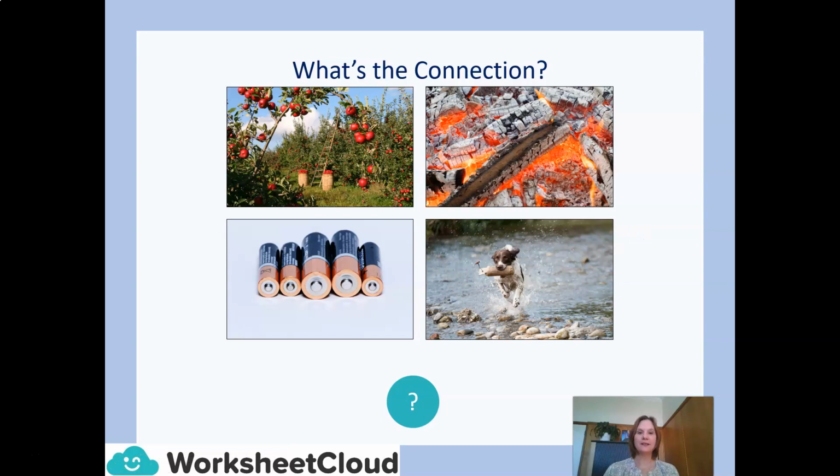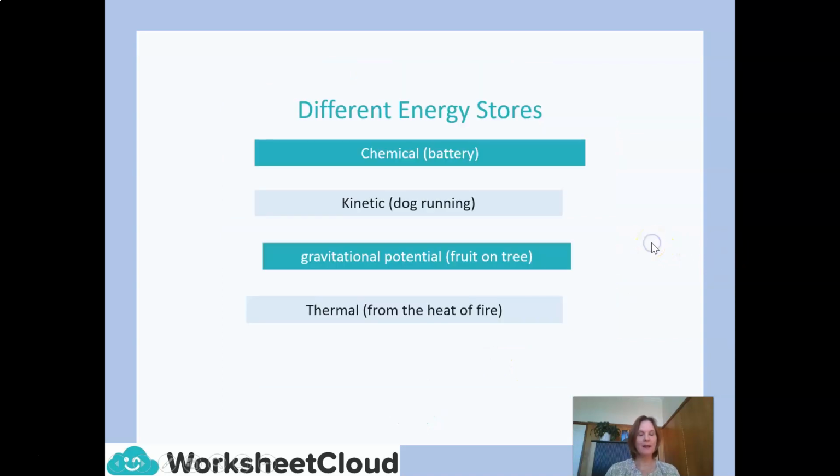So let's take a look at these pictures over here, and you can tell me what the connections are that you see. Right, you have apples or fruits hanging from a tree there. You have wood burning over here. You have batteries, and you have a dog running along a riverbank with a stick in its mouth, showing great joy. What is the connection here? Okay, these are all different kinds of energy stores. Okay, everything stores energy in different ways.